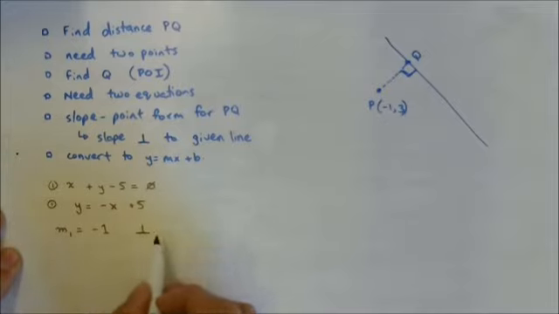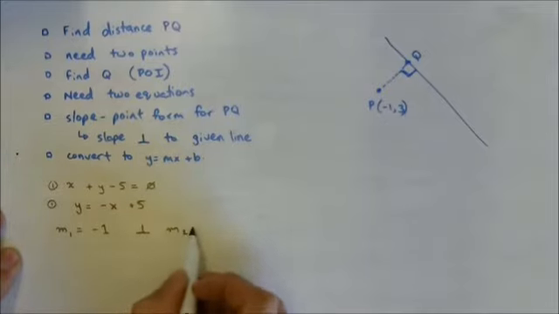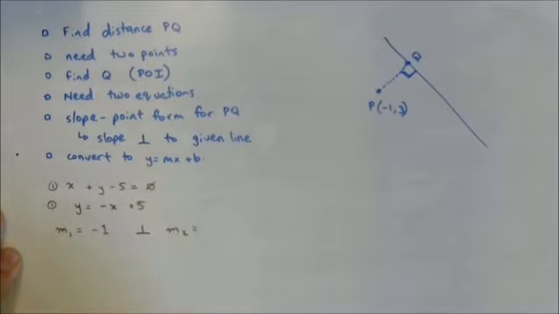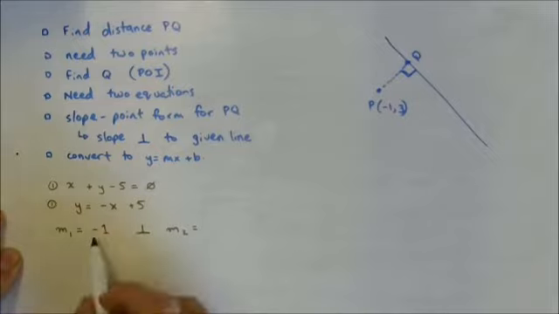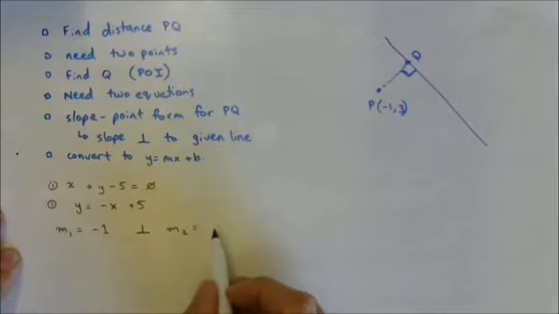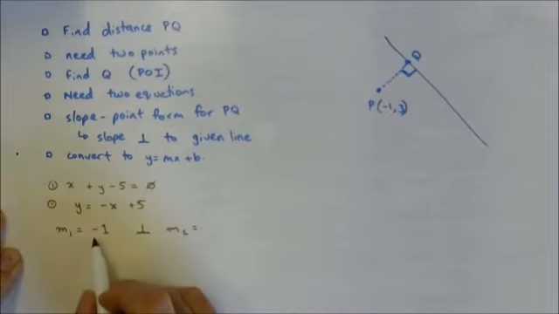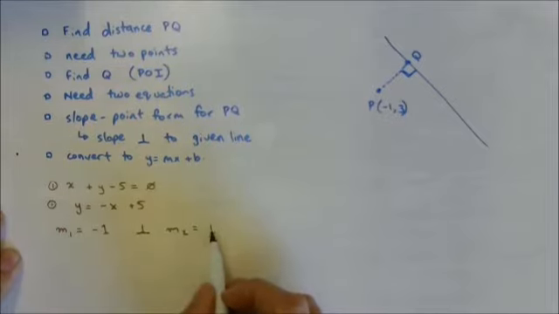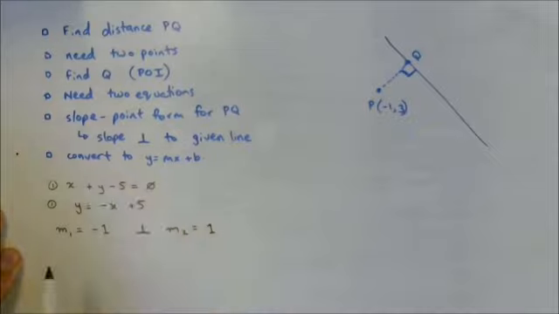The slope perpendicular to that then, the slope of our second line, is what? +1. Opposite reciprocal. -1 over 1. Flip the fraction, you still get 1 over 1. Take away the negative, you get positive. So we're looking at +1. So we've converted to y equals mx plus b. We've gotten the perpendicular slope.